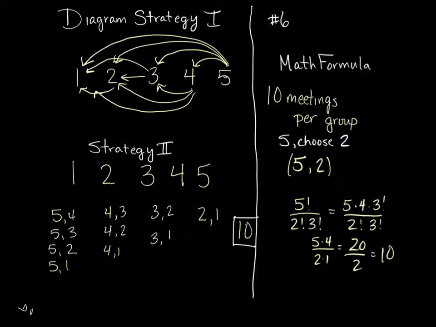And then all I did was count up my arrows. I had 1, 2, 3, 4, 5, 6, 7, 8, 9, 10. So there's 10 meetings that are happening.